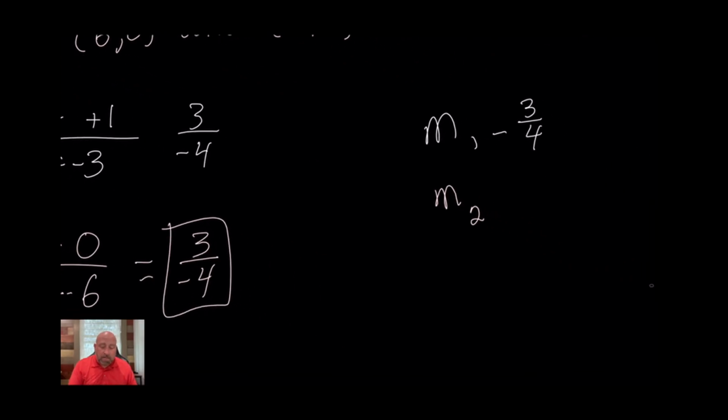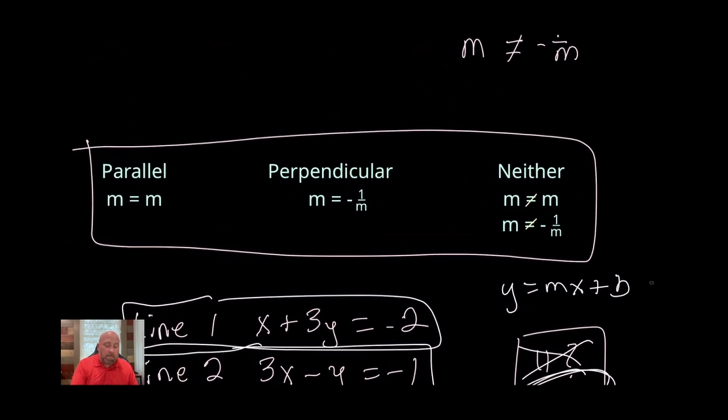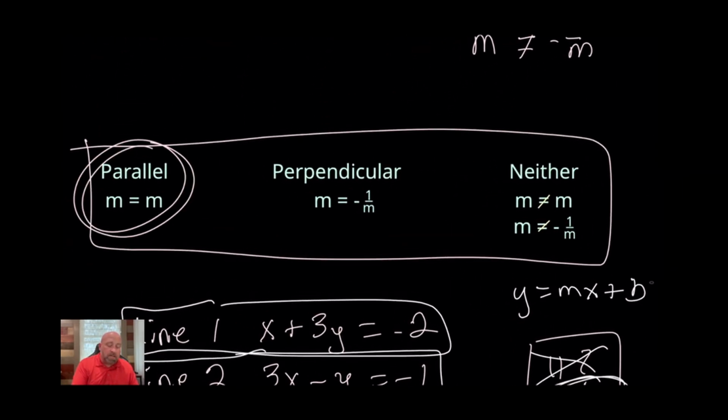And it is minus 3 over 4. Well, check out what we got. We have matching slopes, equal slopes. What does that mean? You go back up to here, and it means that it's parallel because the slopes are matching, the slopes are equal.